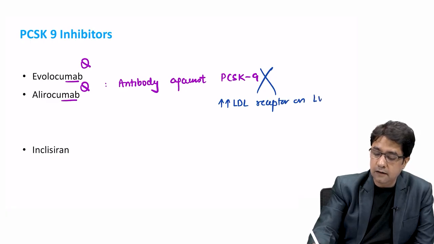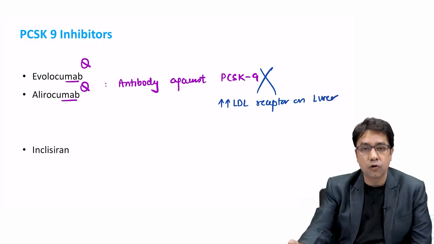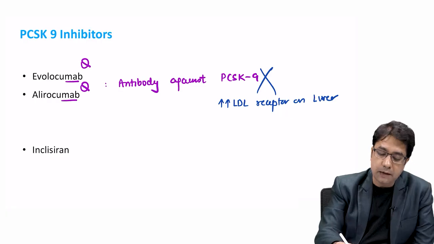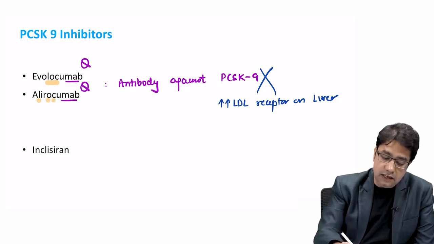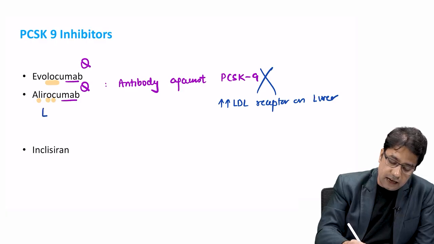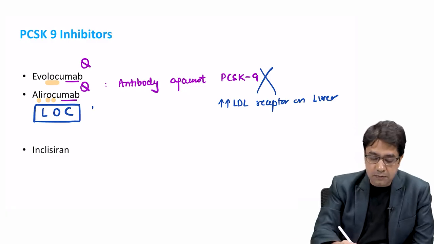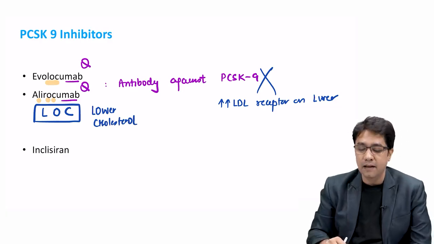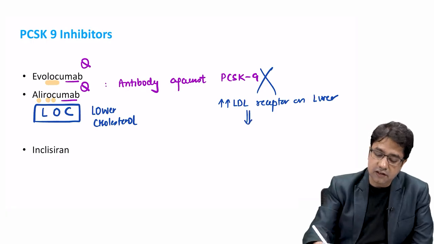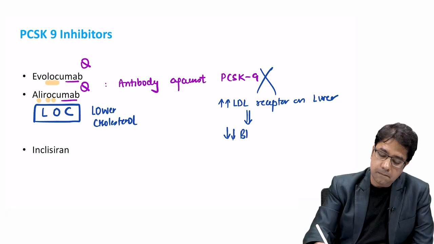So how can we remember the names of these two monoclonal antibodies, evolocumab and alirocumab? You can see the LOC word is coming. These monoclonal antibodies will have the LOC word in them. How can we remember? LO means lowering of cholesterol. They reduce cholesterol in the blood. Because they increase LDL receptors on the liver, it reduces blood LDL levels.